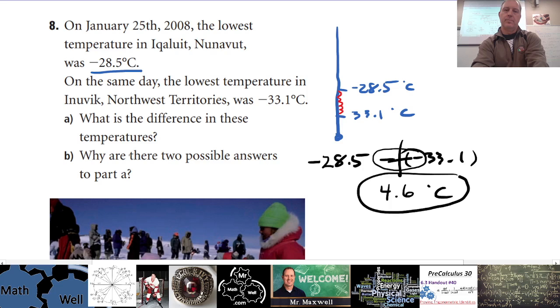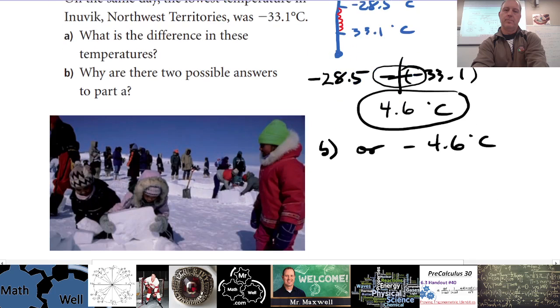Now, B says, what are the two possible answers? So if you think about a difference between two numbers, if you take the smaller one minus the larger one, you would actually get the same value, but that value would be negative, or negative 4.6. Well, technically, if you're just finding difference, you could say the two possible answers would be positive 4.6 or negative 4.6 if you take the smaller one and subtract the larger one.